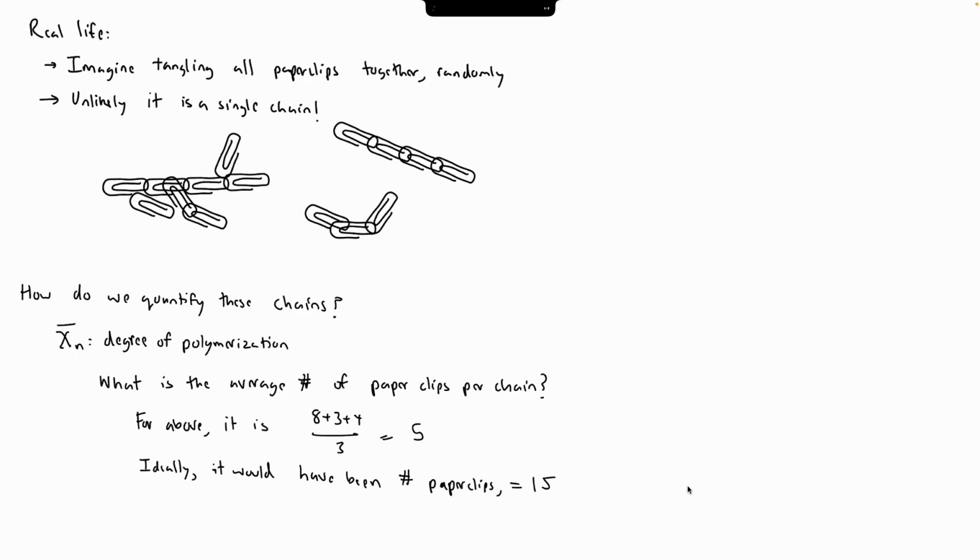Now these chains are a little bit confusing, and if we wanted to quantify them numerically, there are a couple of things we could do. First would be Xn, which is the degree of polymerization, and this basically answers the question, what is the average number of paper clips per chain? So above, we have 8 paper clips in the first chain, 3 in the second, and 4 in the third. So this would be 8 plus 3 plus 4 divided by the number of chains, which is 3. In total, we get 15 over 3, which is 5. So the degree of polymerization is 5.